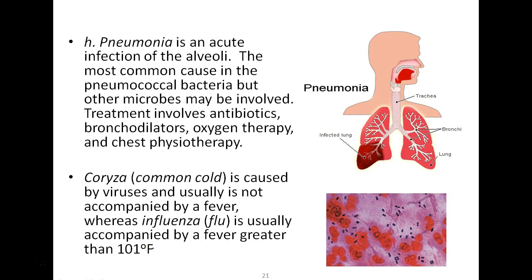Other smaller homeostatic imbalances include pneumonia. Pneumonia is an acute infection of the alveoli. Typically, it's going to be bacteria that cause this infection. We can give antibiotics. It's going to be the number one way to treat this pneumonia. Bronchodilators and oxygen therapy are going to help prevent and cure pneumonia.